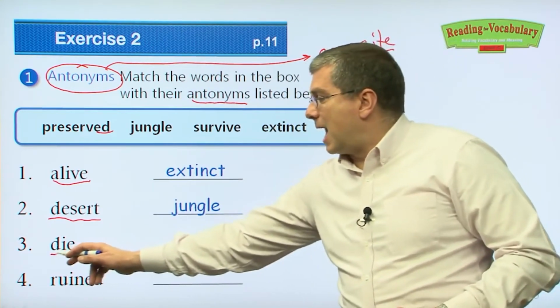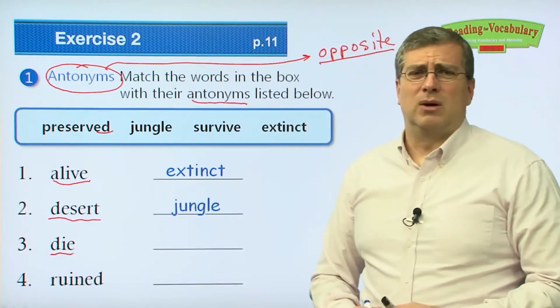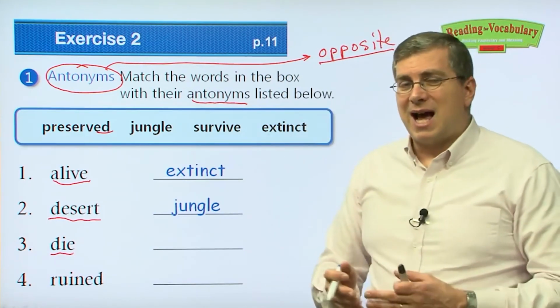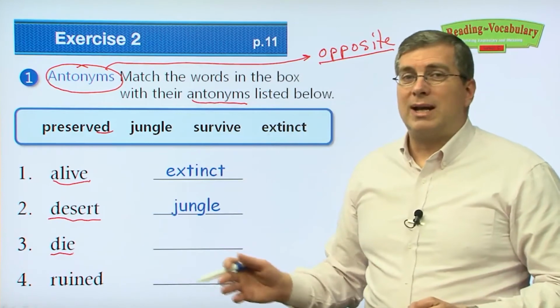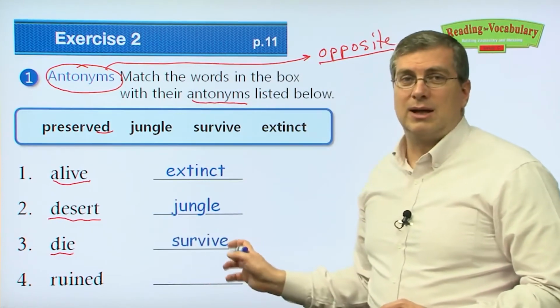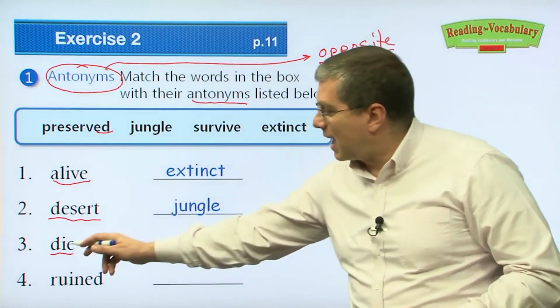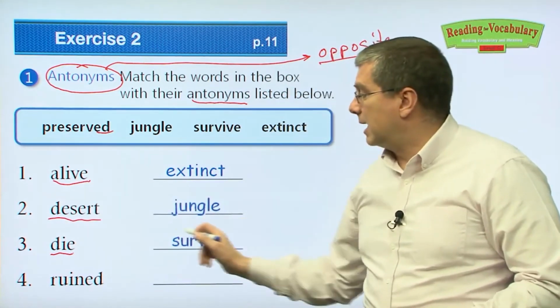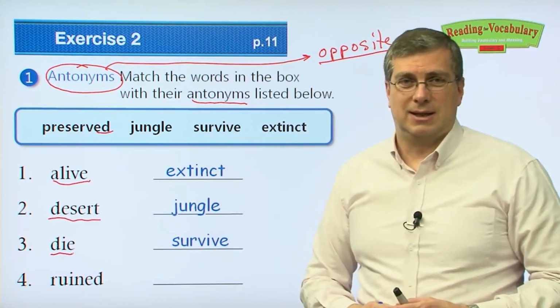Number 3, die. So that's a sad word, right? So what's the opposite of die? If something dies, right, it doesn't what? It doesn't survive any longer. It's not alive, right? By the way, die and alive, those are also antonyms, aren't they? Die and survive are also antonyms.